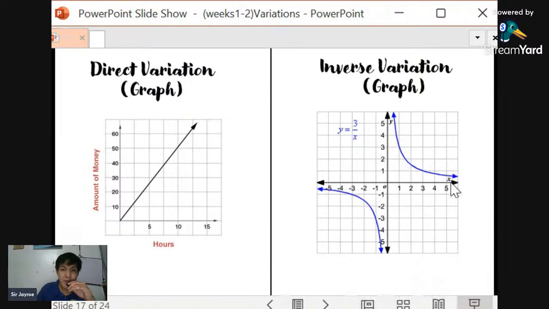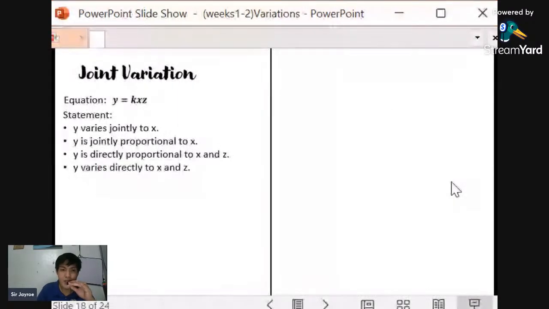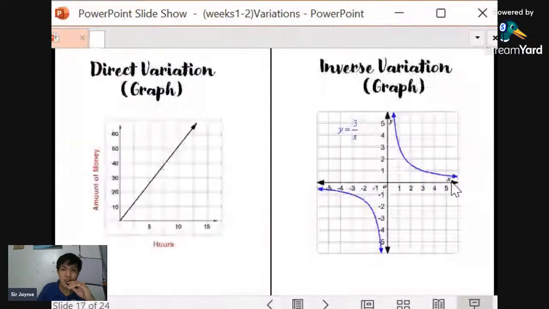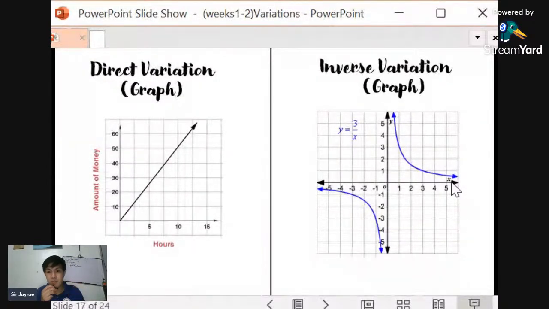May question po ba? So we're going to stop. So joint and combined variation, we're going to talk about that next time. So I will find another time. No? So maybe by Thursday, we will have again another online class kasi kailangan natin matapos hanggang combined variation. So I will just make an announcement. Okay. So do you have any question about direct inverse?